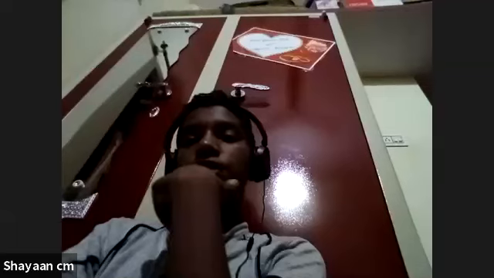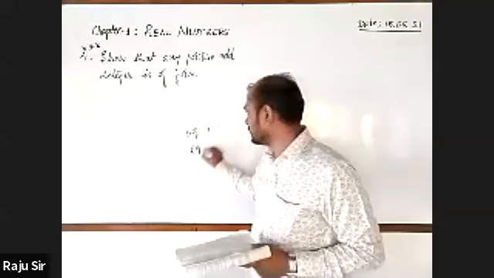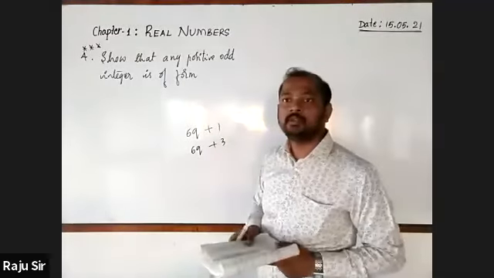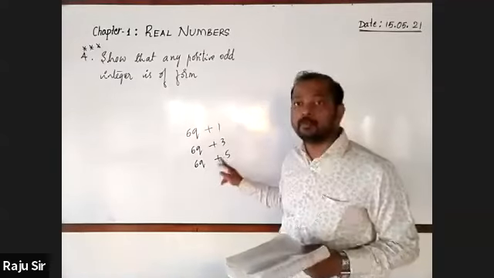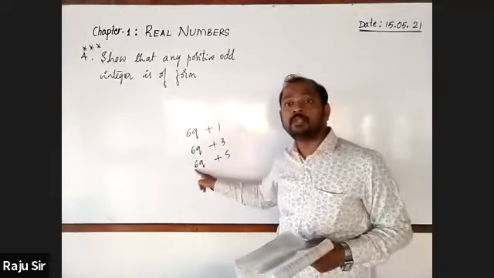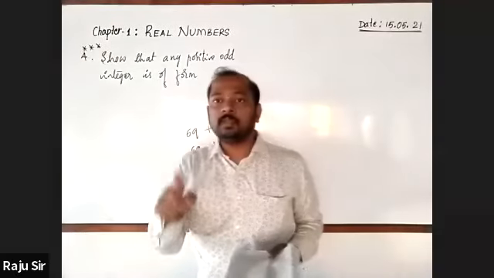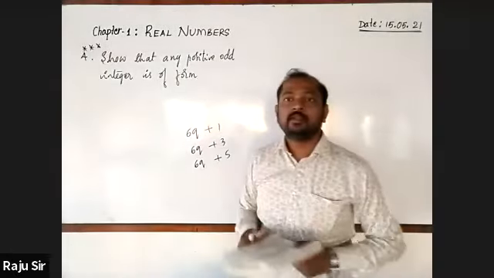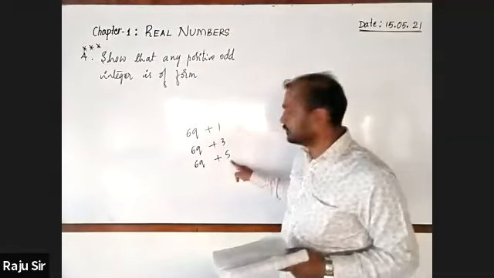6q plus 3, very good. 6q plus 5, very good. What is 6q plus 7? Don't go for taking 6q plus 7. The reason is that the remainder will be more than the divisor. We all know that the remainder will always be less than the divisor. Hence, you may stop up to here.